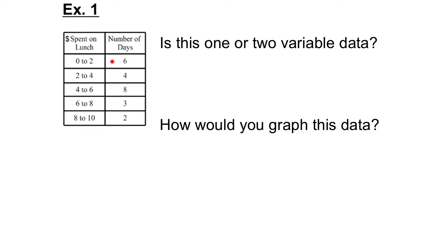But the number of days that this happens isn't a variable. This is just a frequency. Frequency is not a variable. Frequency just means the number of times something occurs. That's not an attribute that I'm measuring. The amount of money spent on lunch, I'm measuring that. So this is the only variable that's being measured, the amount of money spent on lunch. So this is one variable data.